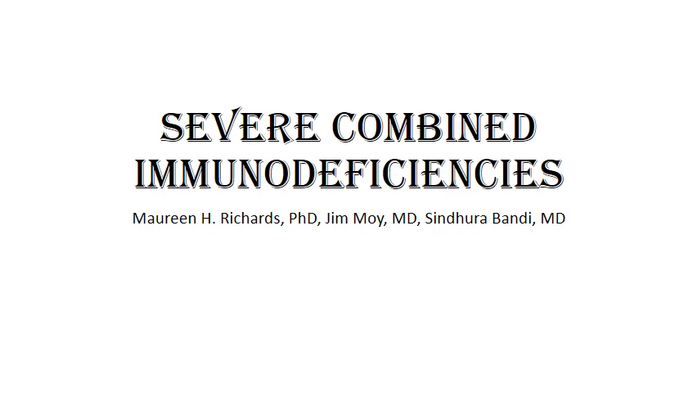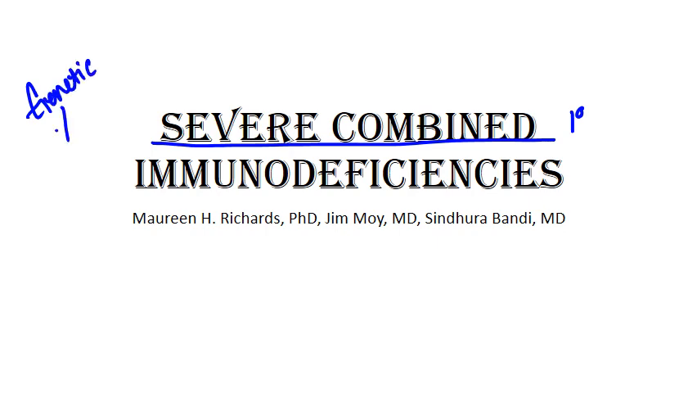In this video, I'm going to talk about the severe combined primary immunodeficiencies. So I'm not talking about anything acquired, like what would happen in late stage HIV and AIDS. These are patients that have some sort of genetic anomaly that has led to basically the breakdown of both the T cell compartment and the humoral compartment.